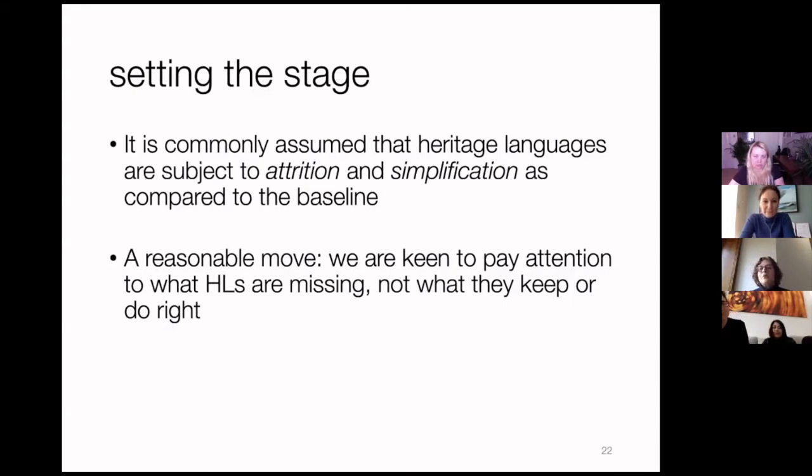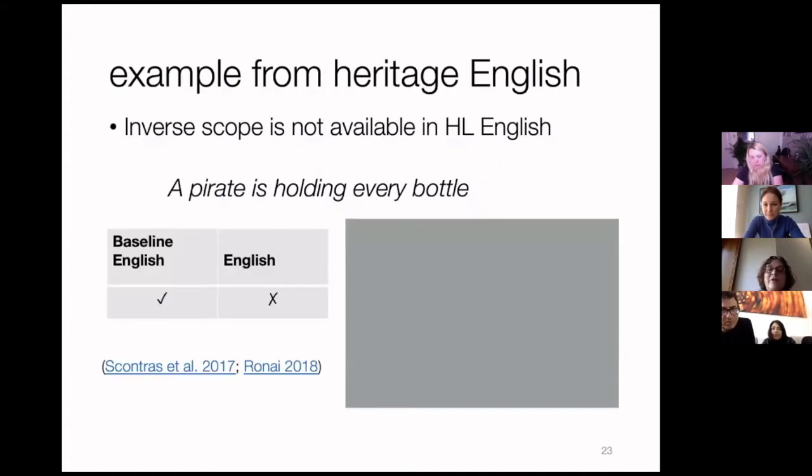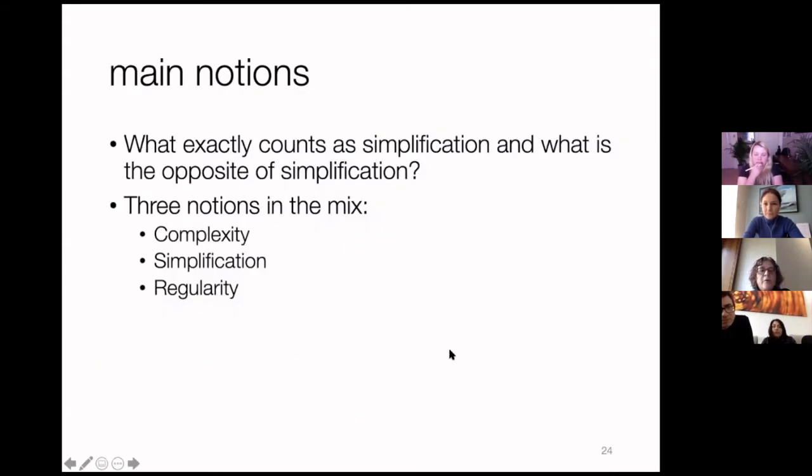Let me now turn to complexity and regularity. As I said before, it's commonly assumed that heritage languages are often subject to attrition or simplification, and it seems to be a reasonable move because we are often interested in seeing what's missing rather than seeing what actually happens that's correct.